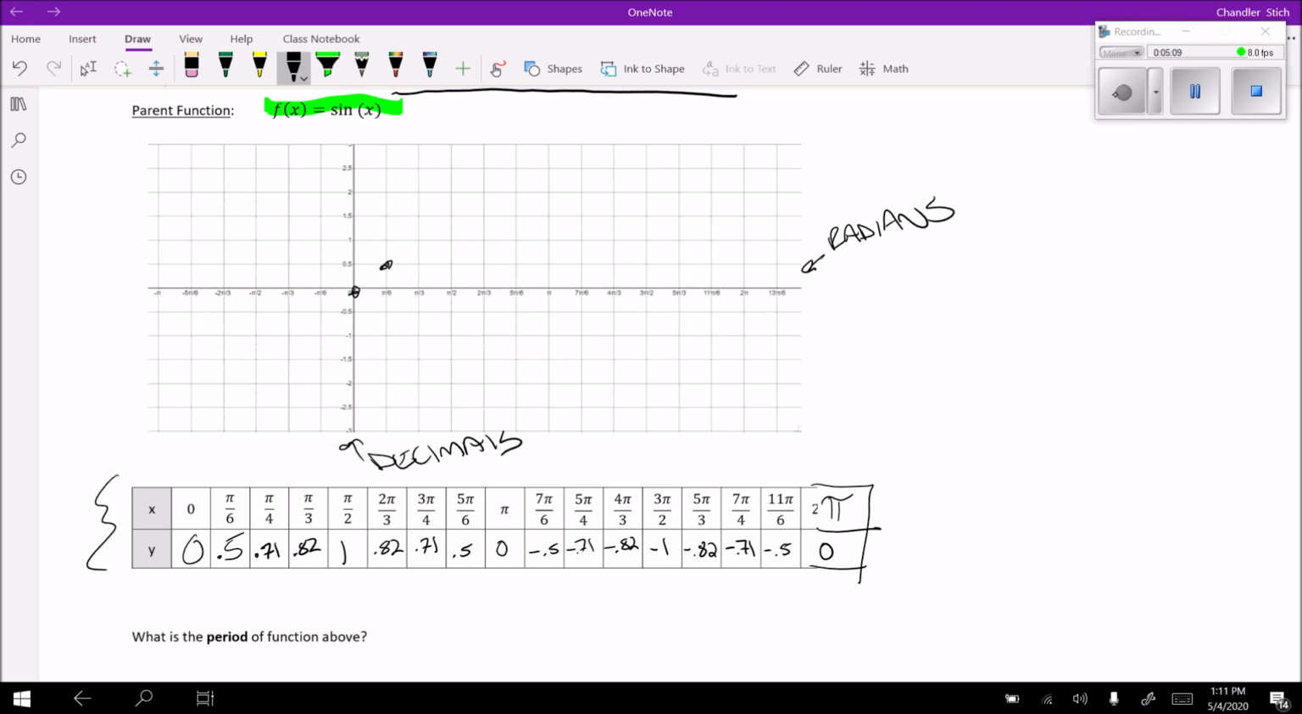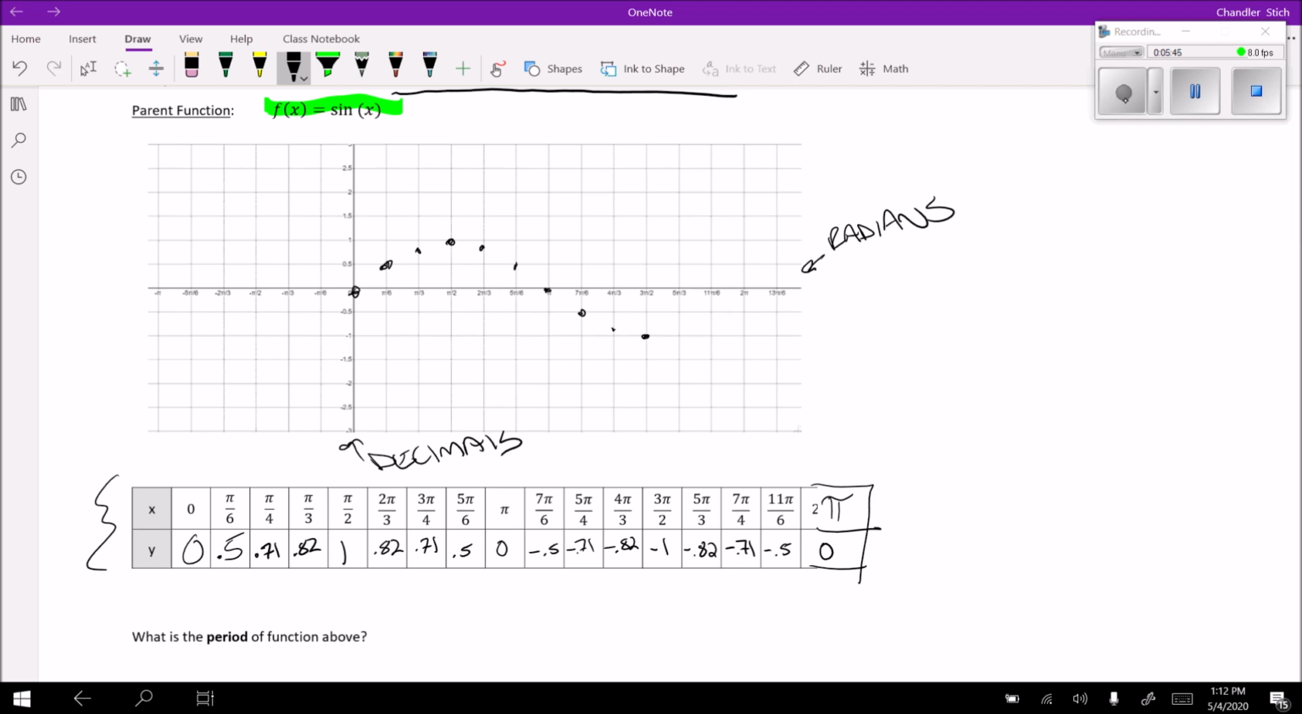Pi over 4, which is not on here. Sorry. Pi over 3 would be 0.82. Pi over 2 is 1. 2 pi over 3 is 0.82, so that's going to be right there. 5 pi over 6 is 0.5. Pi is 0. 7 pi over 6 is negative 0.5. 4 pi over 3 would be negative 0.82. 3 pi over 2 is negative 1.